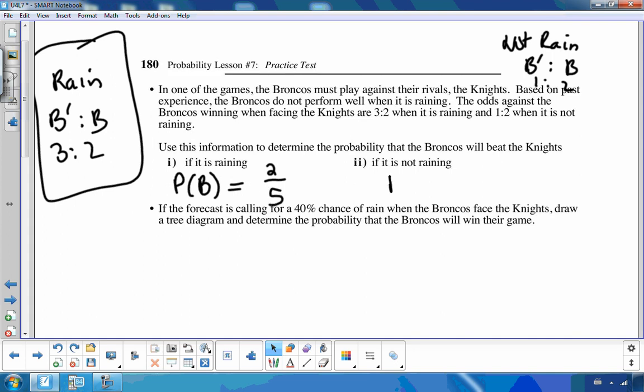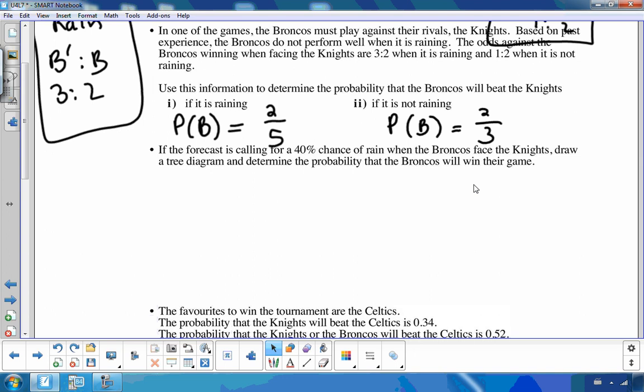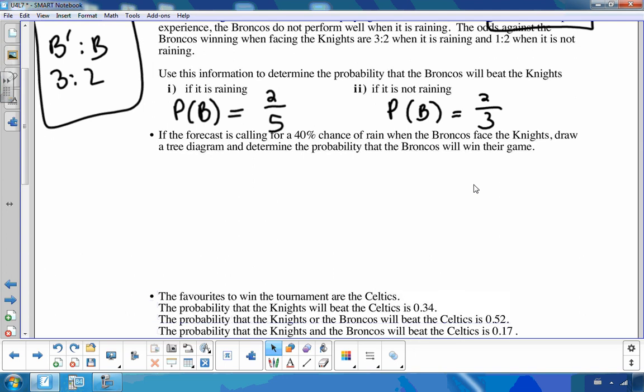The probability of the Broncos winning if it's not raining, that's this over here, is going to be the 2 ways that they win out of the total of 3. Okay. If the forecast is calling for a 40% chance of rain when the Broncos face the Knights, draw a tree diagram to determine the probability that the Broncos will win their game.